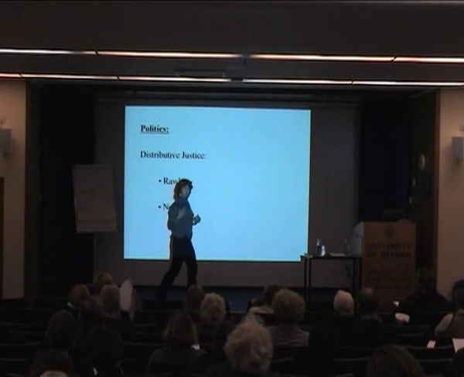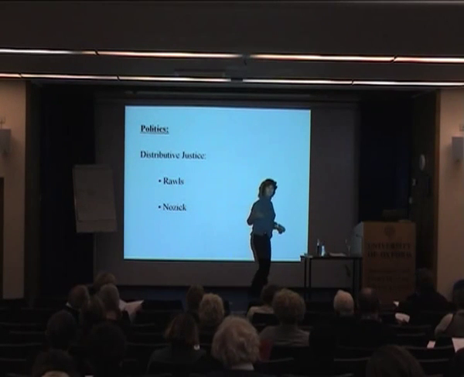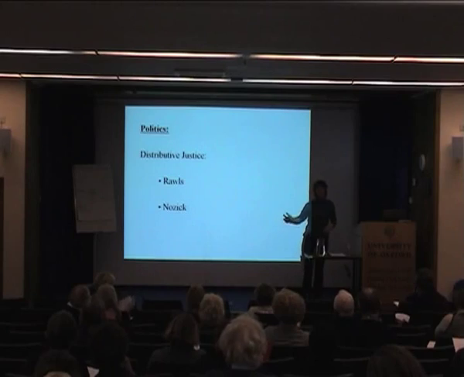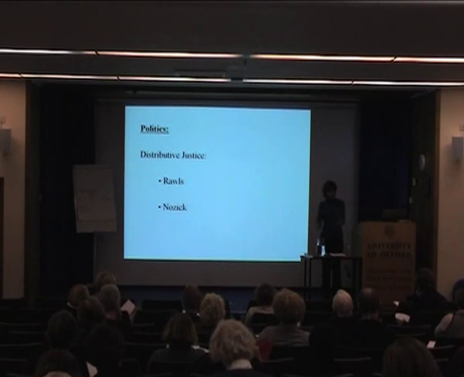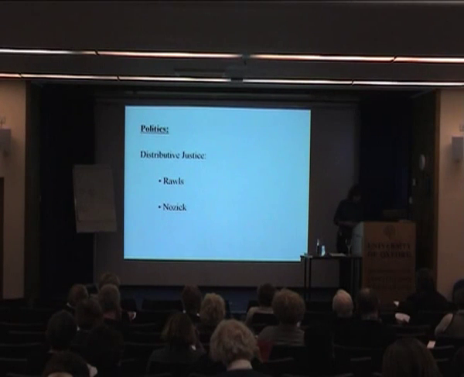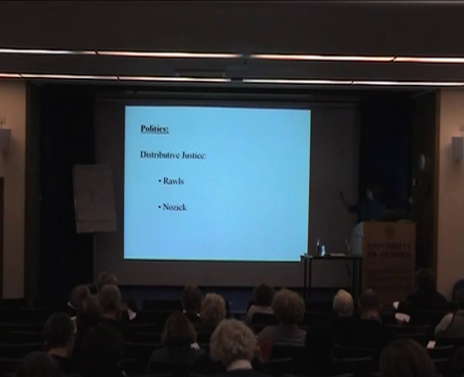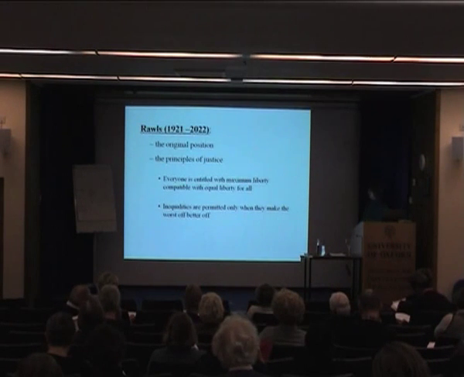And we presumably do this because we think that this is the most just way of distributing things like education, the vote, freedom of speech, etc. We try to equalise it, but we don't go for equality. We go for redistribution of the sort that we do. I'm going to be talking about two philosophers, John Rawls and Robert Nozick. First, I'm going to talk about Rawls.